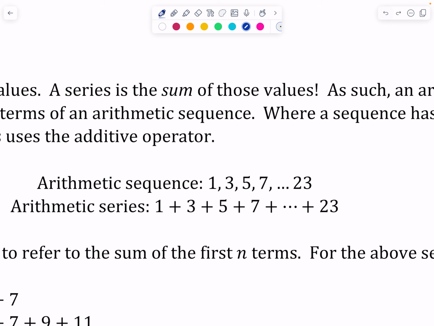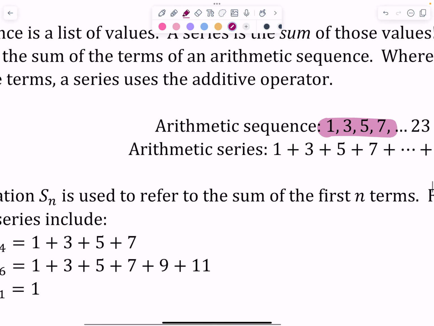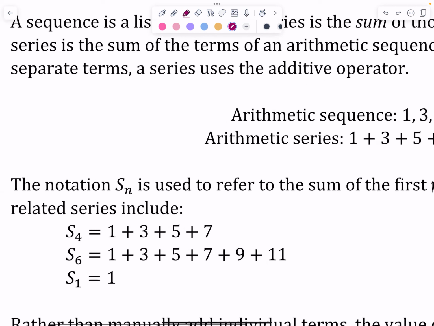Now, to refer to a particular sum or a sum of a certain number of terms of a series, we use a big S. It looks like this. It's an S. And Sn, with whatever index we use for n, is the sum of the first n terms. So where we had the sequence which started with 1, 3, 5, 7, S4 is the sum of those first 4 terms, the 1, the 3, the 5, the 7. S6 would be the sum of the first 6 terms, and S1 is the sum of the first 1 term.